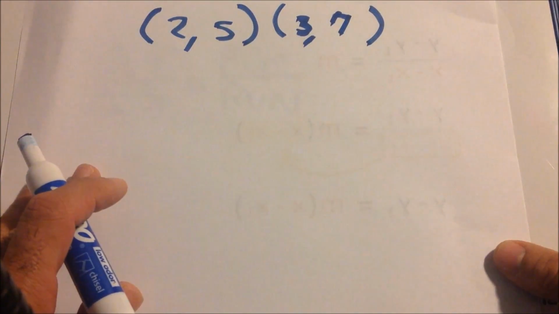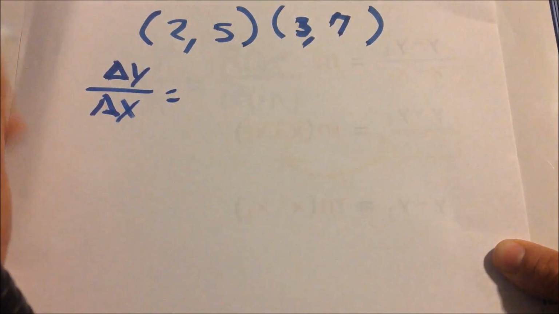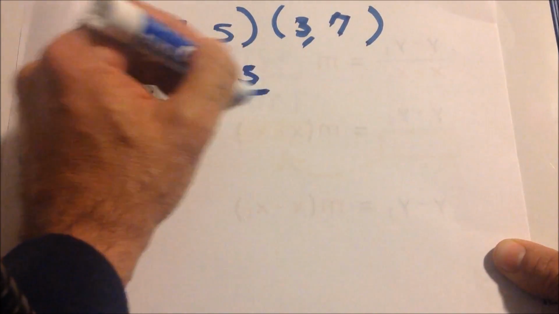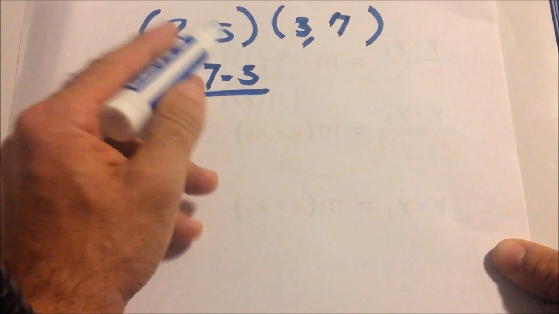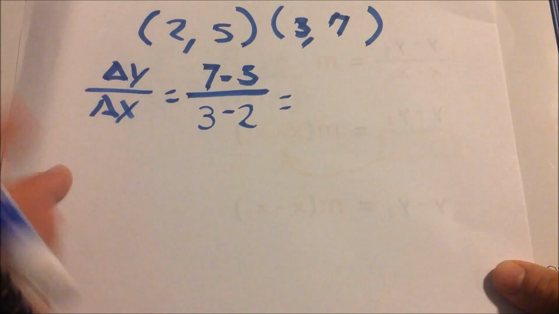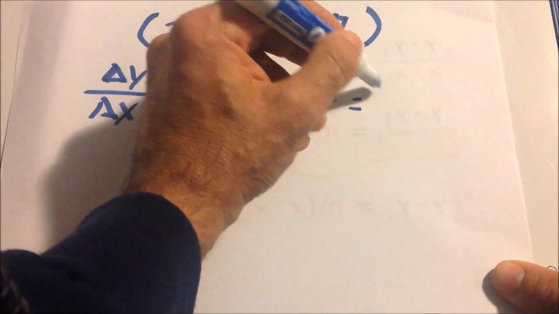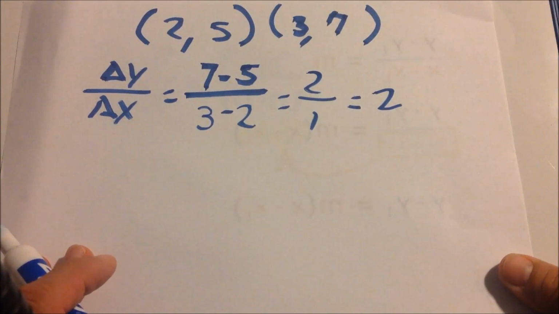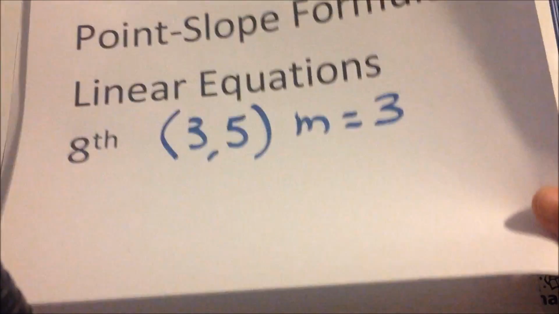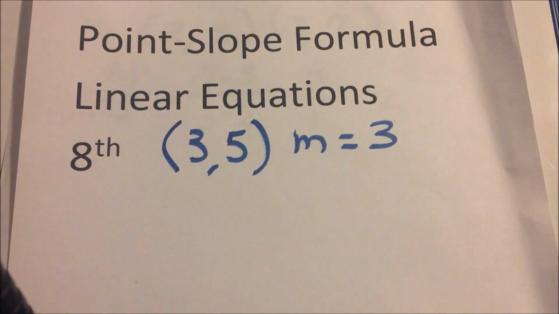With the change of y over the change of x, we're taking two y's. We have a y here, we have a y here. So we're saying 7 minus 5. 7 is y, 5 is y. And the x is 3 minus 2. And we get our slope m. That's 2 over 1, so we have 2 as the slope. So that's if we had two pairs. But if I just gave you one pair and the slope, we would use the point-slope formula.